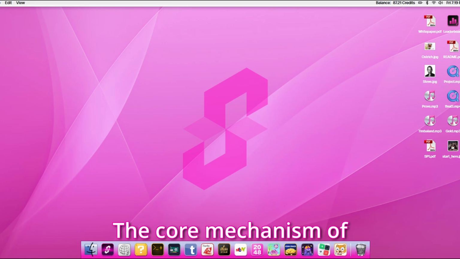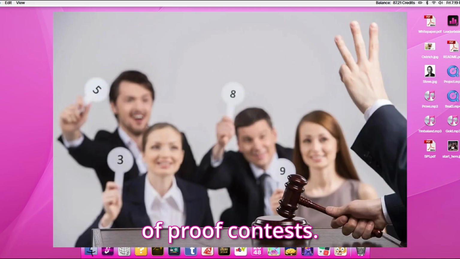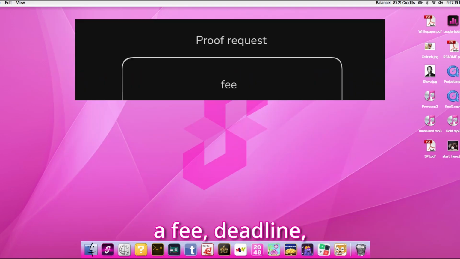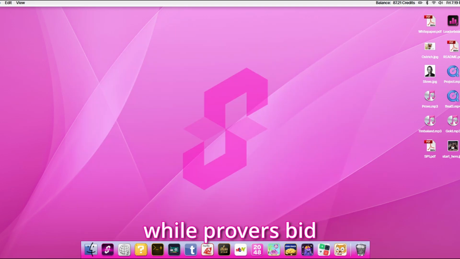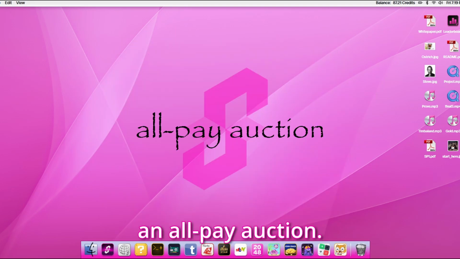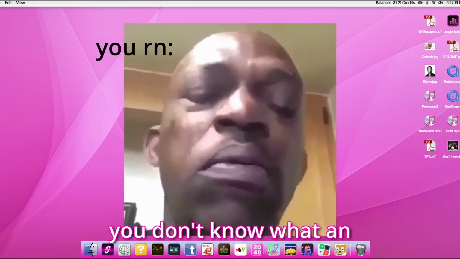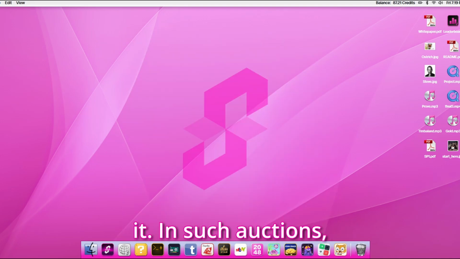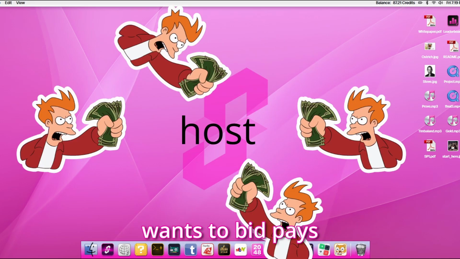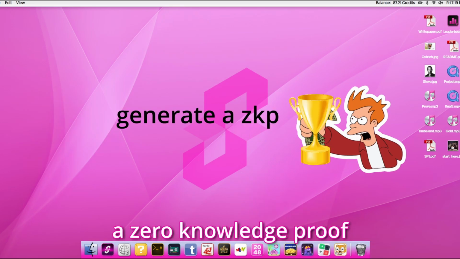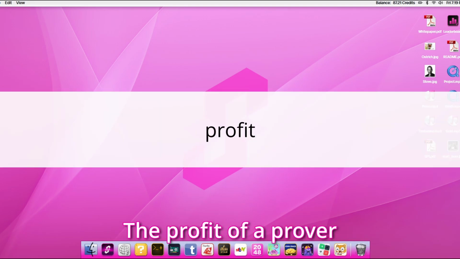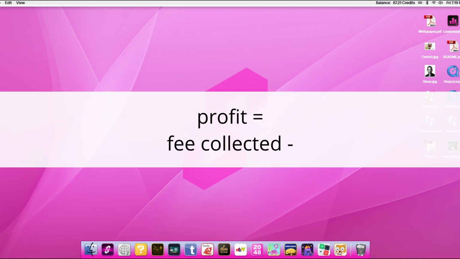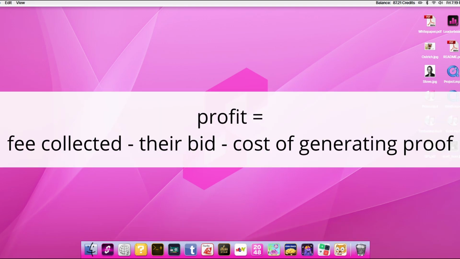The core mechanism of Succinct Network is formed by the concept of proof contests. Proof requesters specify a fee, deadline, cycle count, which is computational complexity, among other parameters, while provers bid for these requests in an all-pay auction. Relax. I'm aware that you don't know what an all-pay auction is, so I'll explain it. In such auctions, everyone who wants to bid pays their bid to the auction host upfront. The one who wins this auction gets to generate a zero-knowledge proof for the requester's proof request, and it can be verified by anyone. The profit of a prover would be fee collected minus their bid, minus the cost they incurred to generate the proof.